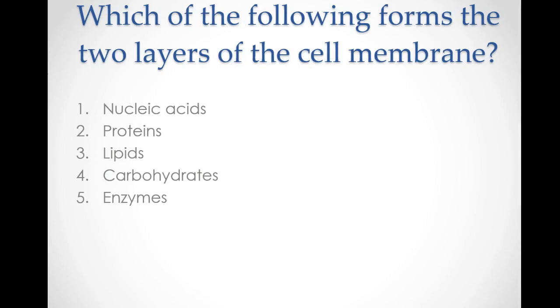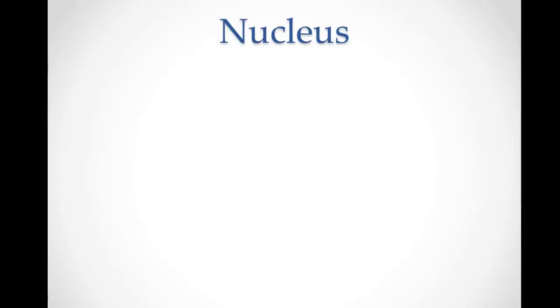All right, so let's take a quick break here and do a comprehension check. Which of the following forms the two layers of the cell membrane? The nucleic acids, the proteins, the lipids, carbohydrates, or enzymes? If you said lipids, you would be correct. There are proteins embedded in it, but the layer itself is made up entirely of those phospholipid bilayers.